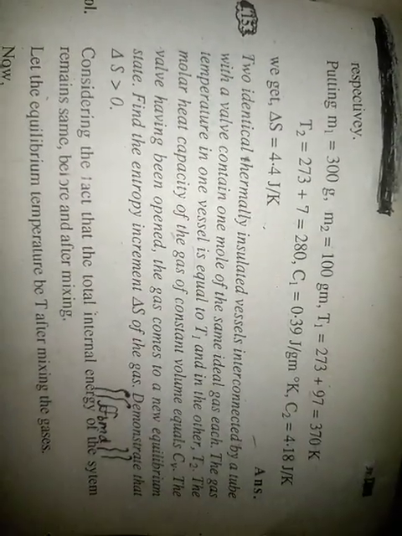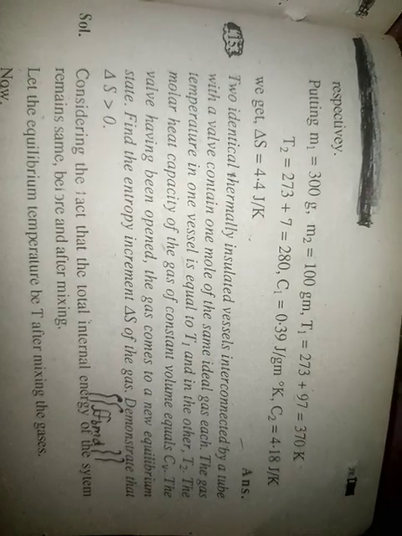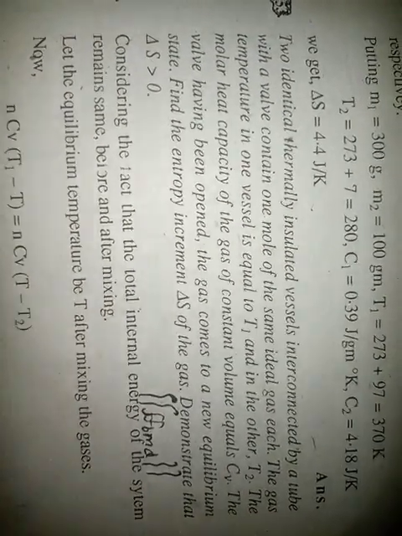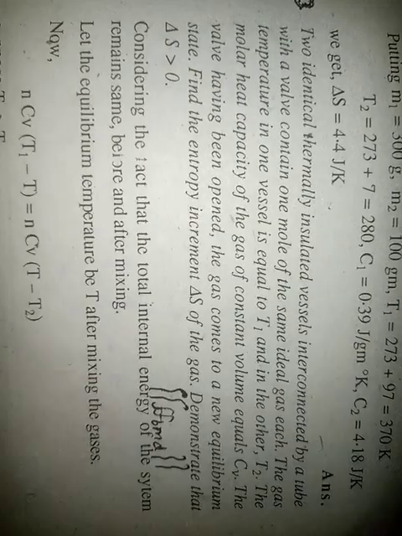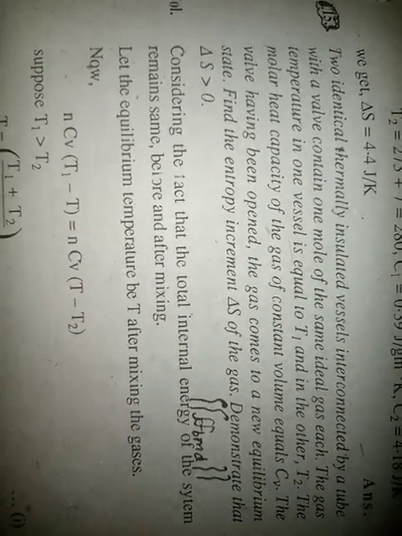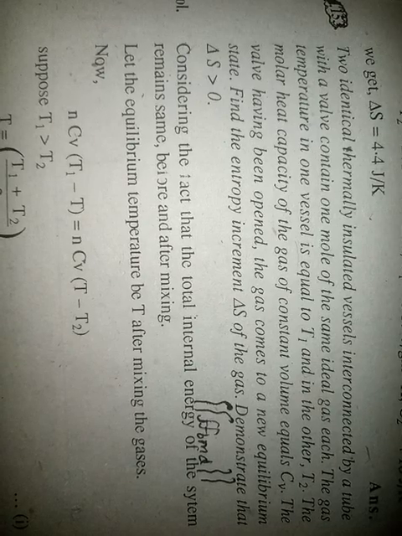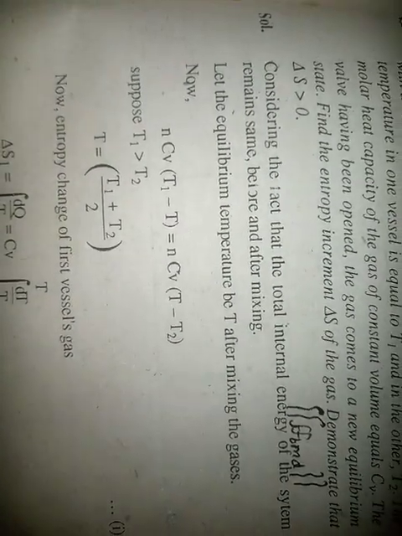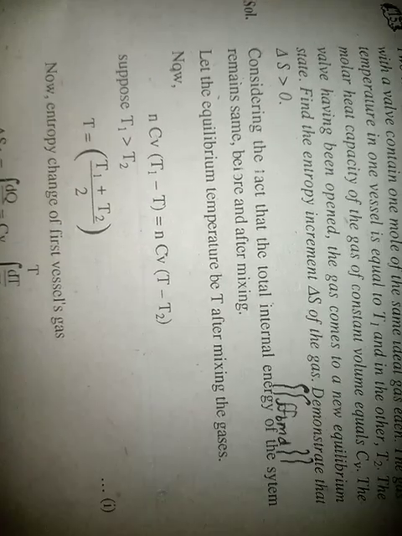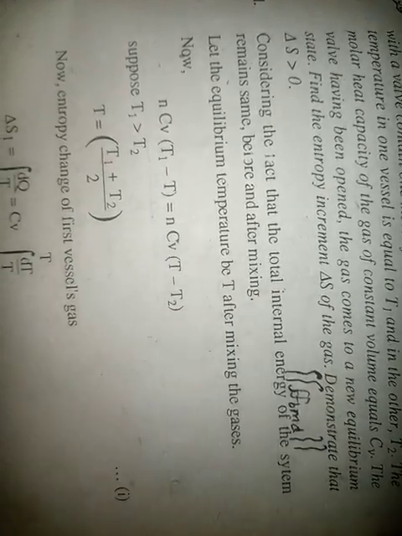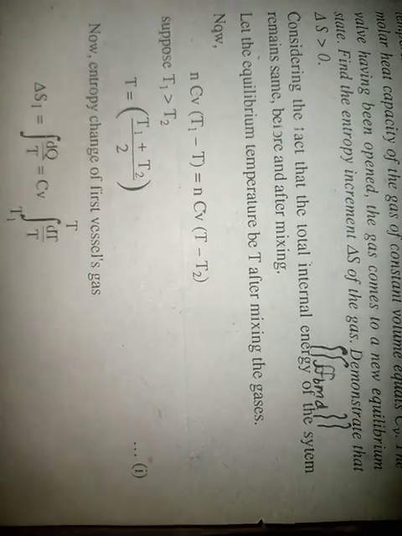Considering the fact that the total internal energy of the system remains the same before and after mixing, let the equilibrium temperature be T after mixing the gases. Now, n Cv into T1 minus T equals n Cv into T minus T2. Suppose T1 is greater than T2. This implies T equals T1 plus T2 by 2, equation 1.